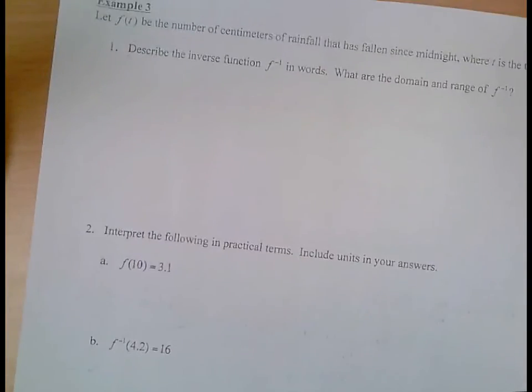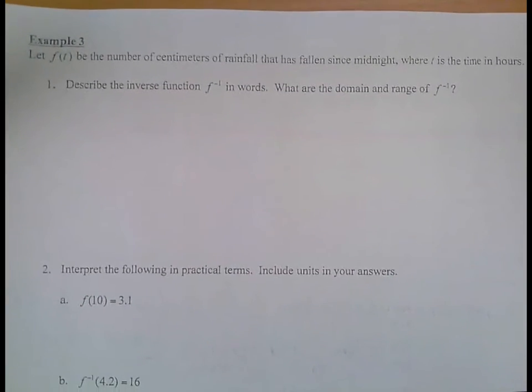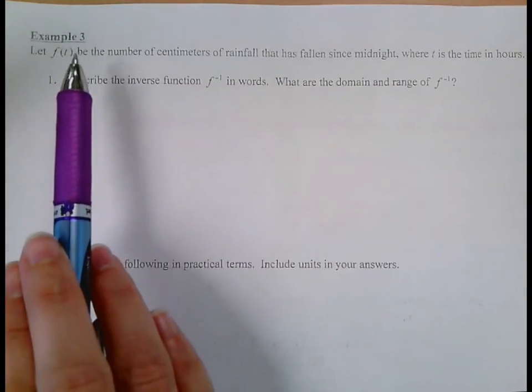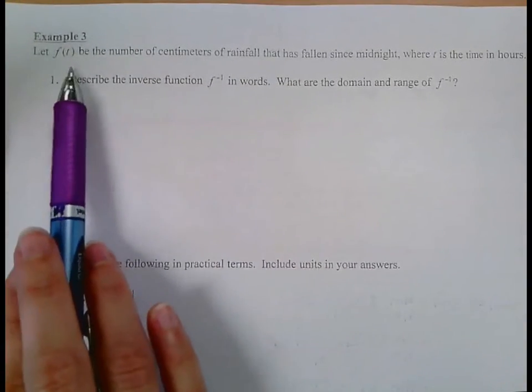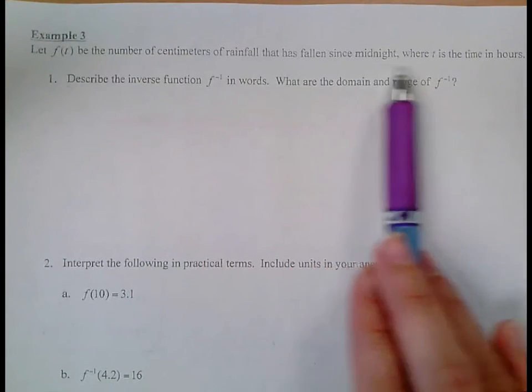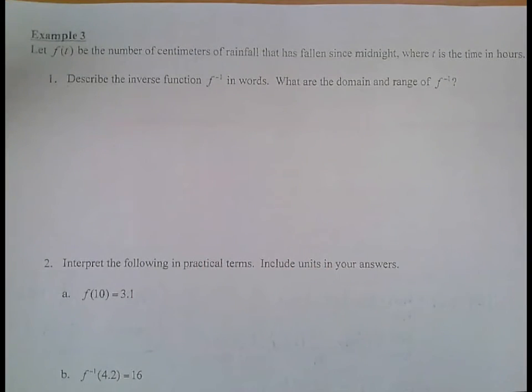So this next part, in example 3, I want you to spend time in your groups discussing. We'll go through it. For all of this, you're dealing with this function f of t described at the beginning. F of t is the number of centimeters of rainfall that has fallen since midnight. T is the time in hours.